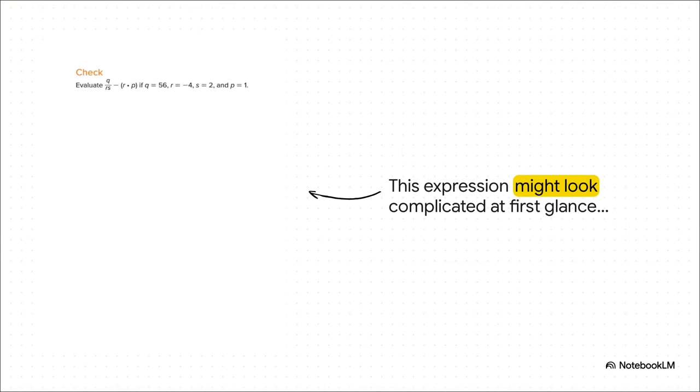Okay, let's take this expression right here. We need to figure out q divided by whatever r times s is, and then from that, we subtract whatever r times p is. Phew! With all those variables, parentheses, and different operations, it really does look like a lot to handle. This is the puzzle we're going to solve together today.